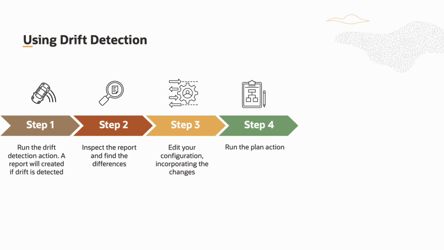With the plan reviewed and confirmed, execute the Terraform apply action. This step will apply the changes to your infrastructure, ensuring it matches the state defined in your configuration files. Finally, run the drift detection again to confirm that no drift remains. This ensures that your infrastructure is fully synchronized with Terraform configuration.